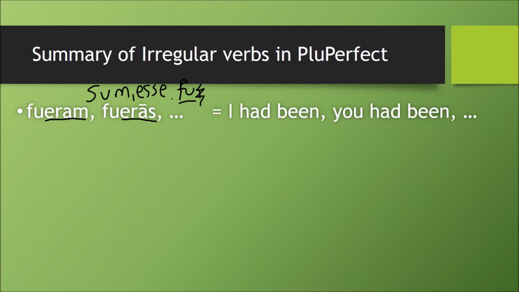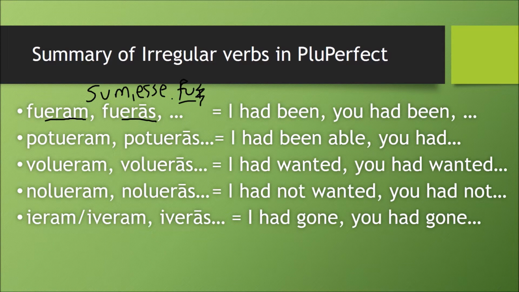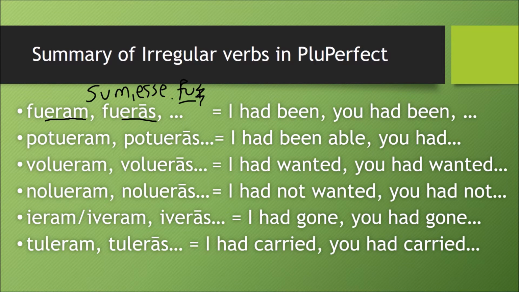So fueram, fueras, fuerat: I had been, you had been, he, she, it had been. And as you can see, looking at the rest of our irregular verbs, they're formed exactly the same way using the third principal part and then the correct form of sum, esse in the imperfect tense, the eram, eras, erat forms. I had been able, potueram. I had wanted, volueram. I had not wanted, nolueram. I had gone, ieram or iveram.